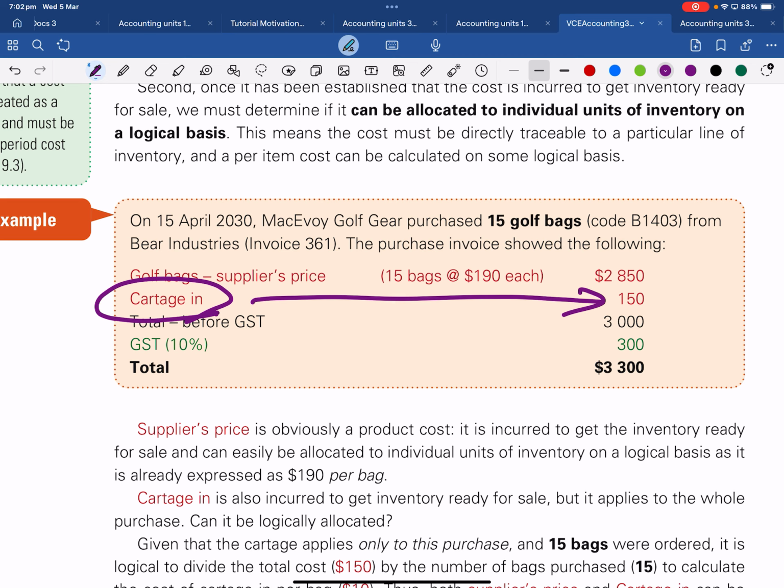Period cost? Why? To bring inventory into location. Isn't it the same thing for the product cost? What's the difference between those two? Yeah, tell me, Tanush. What's the difference? One can be allocated. Allocated?